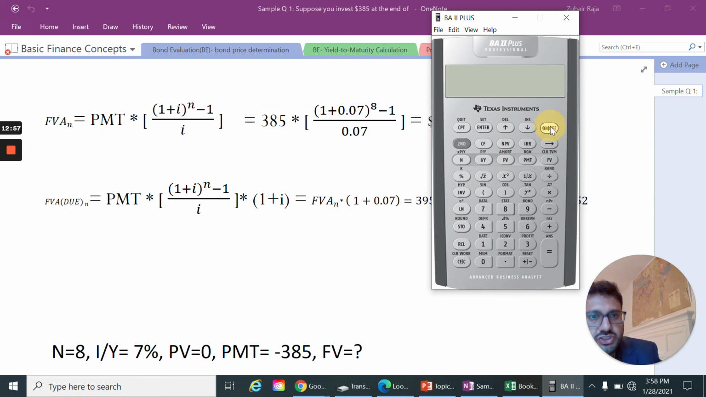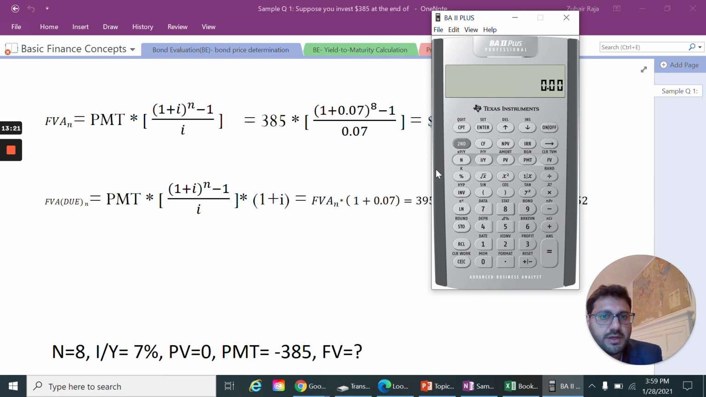First of all, check that in the case of an ordinary annuity, your payment mode is at the end of every period. So go and check that payment mode. The second payment is at the beginning, so it is actually set for the annuity due. So let's change it to the end, and let's start again.